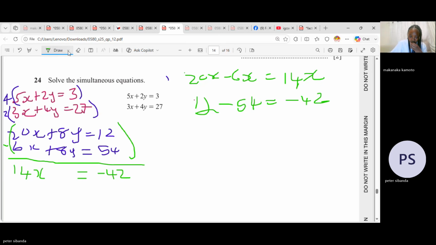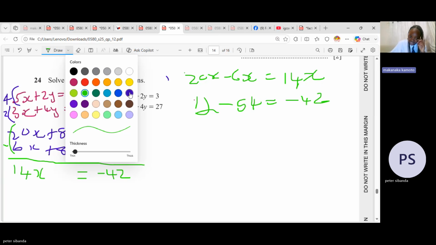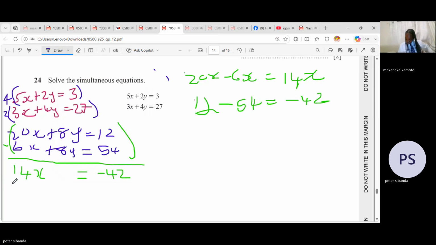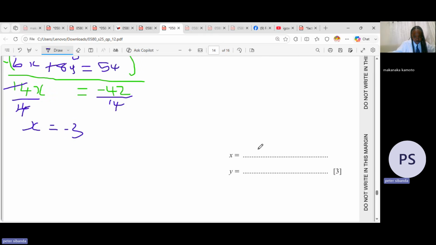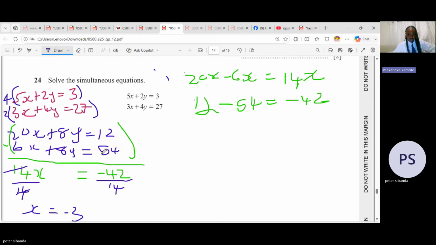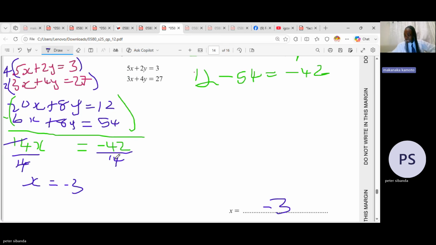What's next? We divide both sides by 14. That would become negative 3. x equals negative 3. What's the next step? Now we're going to substitute the x with the negative 3, using the first equation. Yes, tell me what to write.